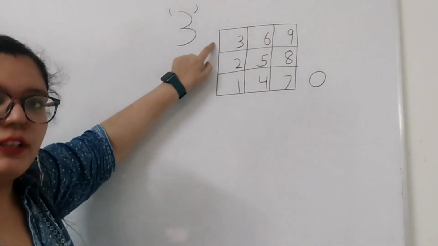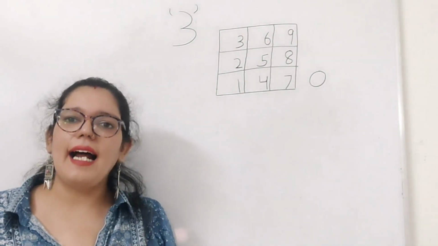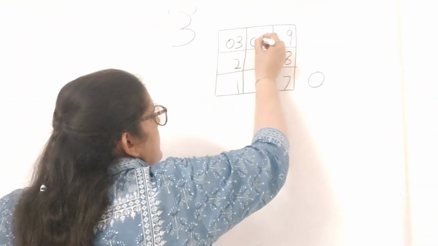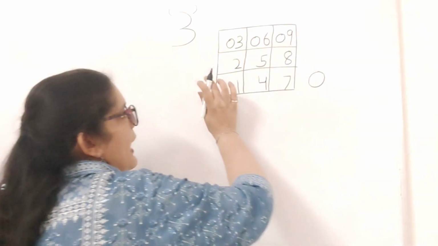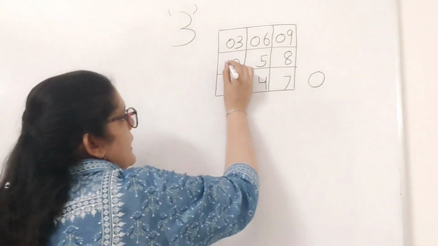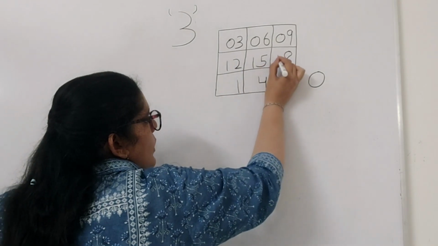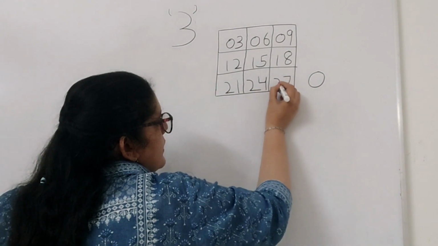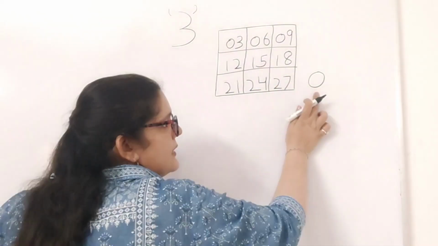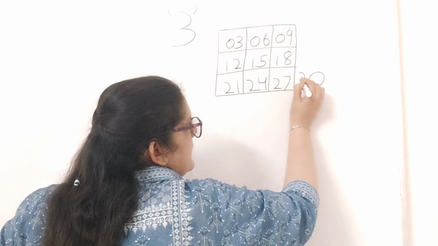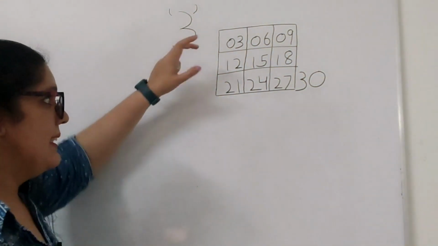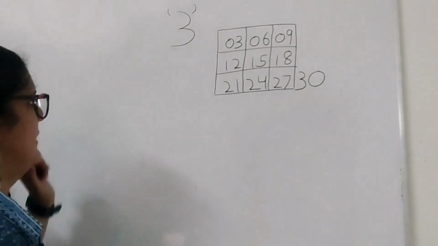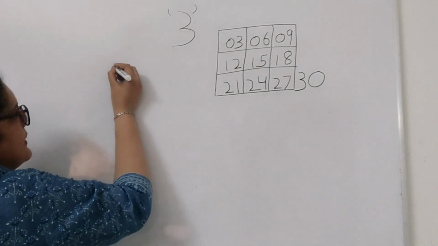Now for the first row at the tens place we will add 0. 0, 0, 0, and in the second row we will place 1. In the third row we will place 2, and before this 0 on the tens place, we will place 3. And as you can see, this is our 3 times table ready here. Let's take a look.